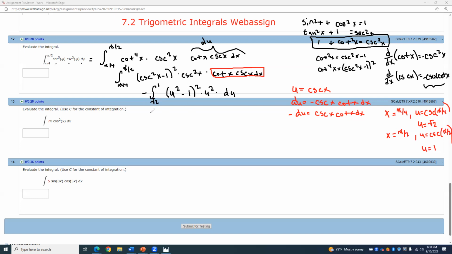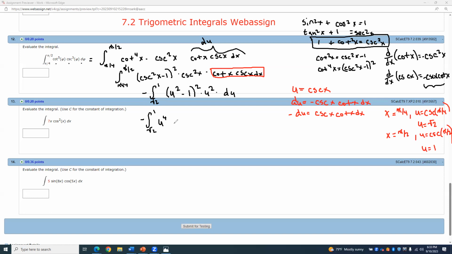We turned it over to u. Okay, so this is lovely. I have the integral from square root of 2 to 1 of u squared minus 1, the quantity squared, times u squared du. Okay, so now we're moving into algebra territory, which can get bumpy, I know.